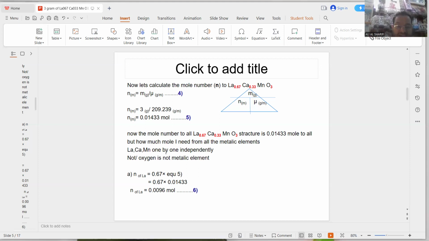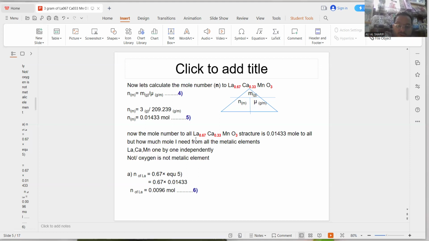But how much do I need? The mole number I need from all the metallic elements. When I say metallic elements, that means lanthanum, calcium, manganese, except oxygen, because oxygen is not a metallic element. By that, I will use another track to solve this problem. Now let's calculate the mole number of each one, I mean the metallic elements: lanthanum, calcium, manganese.